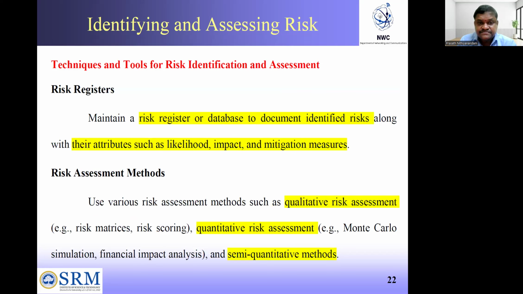And the next one is tools and techniques for risk identification and assessment. Organizations use various tools and techniques to identify and assess the risk. The first one is a risk register, a database to document risks and their likelihood, impact, and mitigation measures. Risk assessment methods next: the qualitative, quantitative, and semi-quantitative approaches. Maintaining a risk register ensures transparency and helps to track the risk management actions.